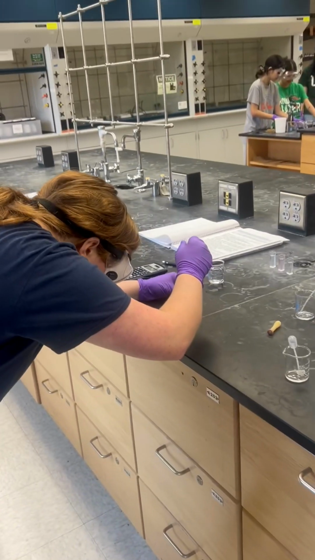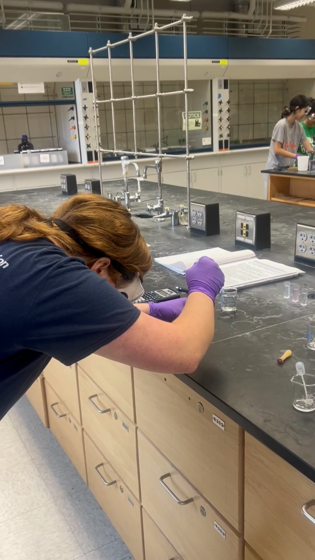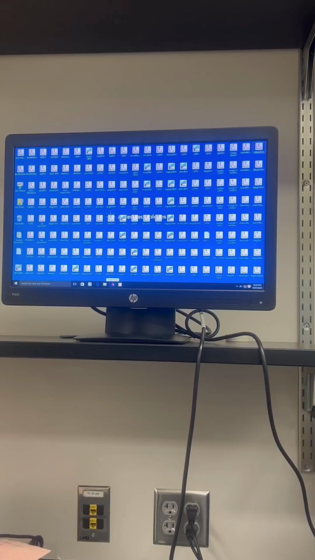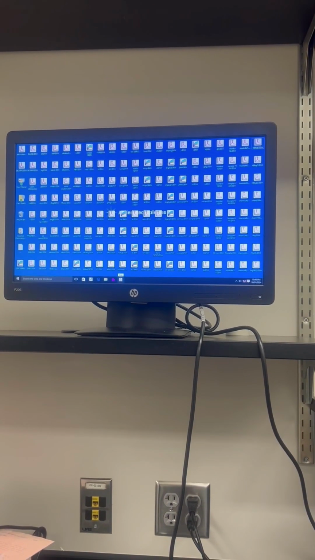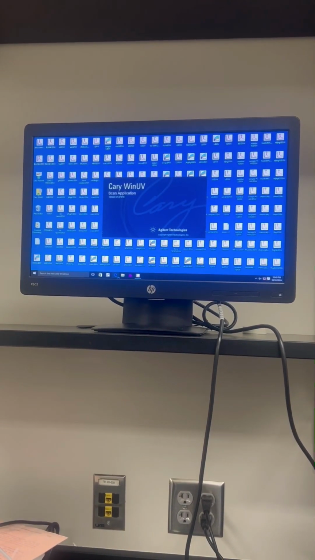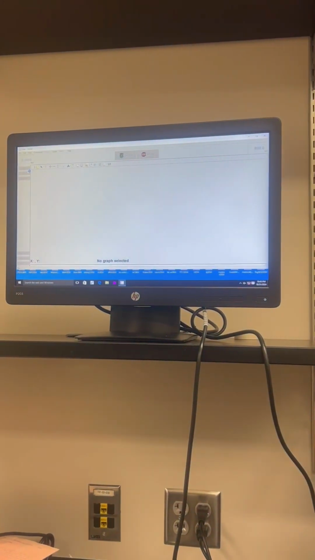Use the transfer pipette to fill a cuvette up to the mark, being careful not to overfill. Open the scan program on the computer. Make sure that it is set to scan the appropriate wavelength range for your experiment. To zero the spectrophotometer, prepare a blank cuvette, in this case deionized water.